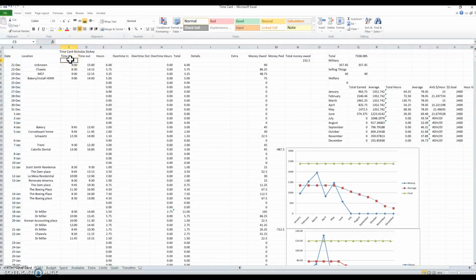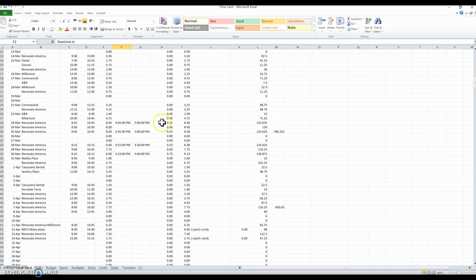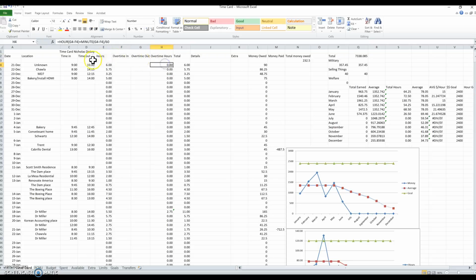This is the date. Time in 9 a.m. Time out 3 o'clock. Subtracts. It's a fun little equation. Overtime, I had some overtime a couple of months down. Here we go, right there in this area. And this column calculates the overtime, which is basically the same as this column.